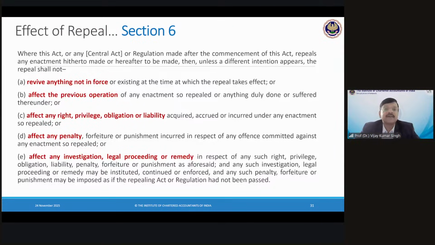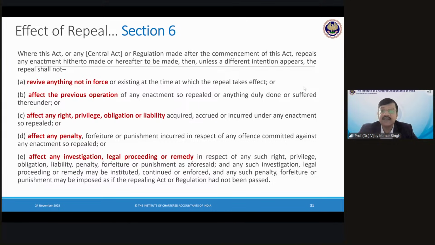Section 6 talks about effect of repeal, and it is important. It says, where this act or any central act or regulation made after the commencement of this act repeals any enactment hitherto made or hereafter to be made, then unless a different intention appears. So friends, you must be seeing this particular term many times: unless the context otherwise requires, unless a different intention appears.